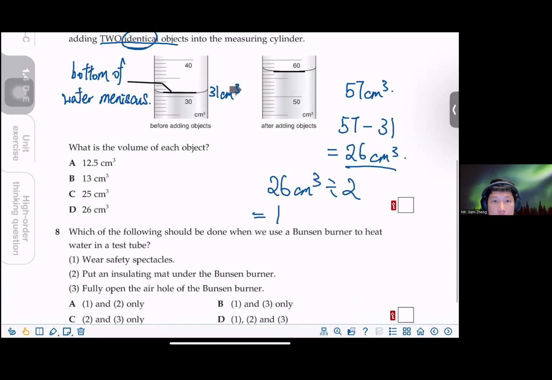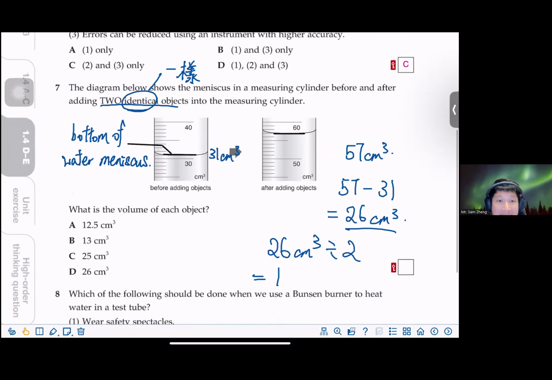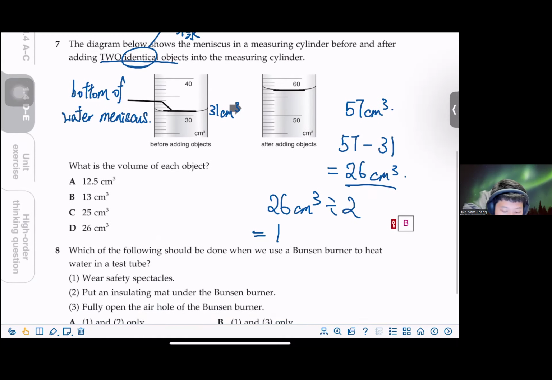Next, for most of the classes, I've already mentioned this and we have already practiced it. You can think about it, not too difficult. Just remember the term identical. Identical means equal. When there are two identical balls or objects, we need to divide the total volume or the difference of the volume by two, so that we can find the volume of each object. Therefore the answer should be B.